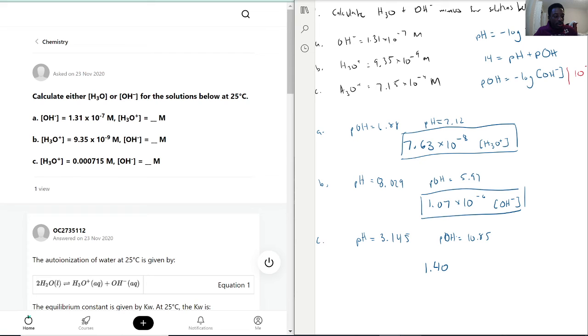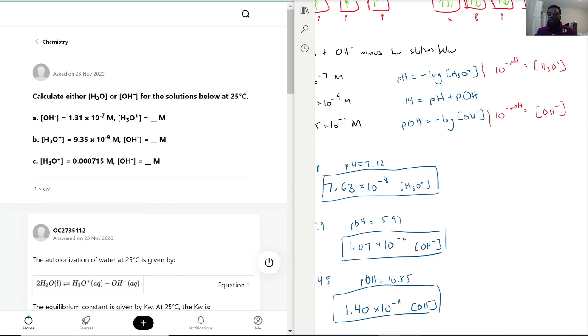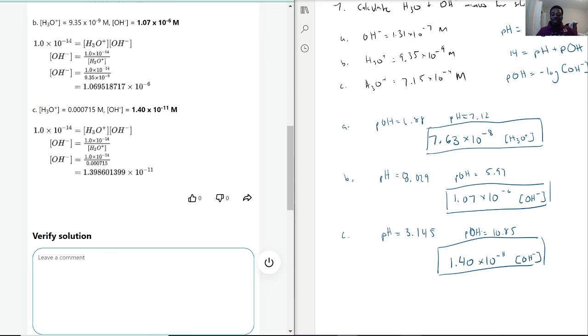So that is what we did for these questions. As you can see here, we based it off of these formulas, and we always made sure that we were solving for what we needed. It's important that you go step by step so you don't miss anything in this question. With that being said, let's see how we did. We have 7.63 times 10 to the negative 8, 1.07 times 10 to the negative 6, and 1.40 times 10 to the negative 11. So this is correct.